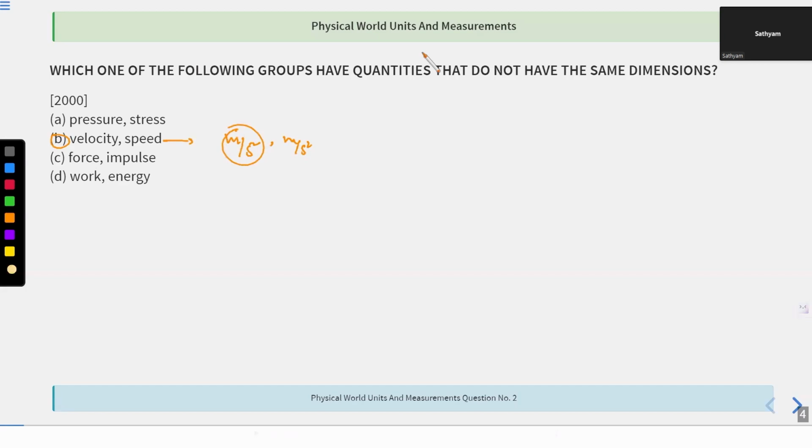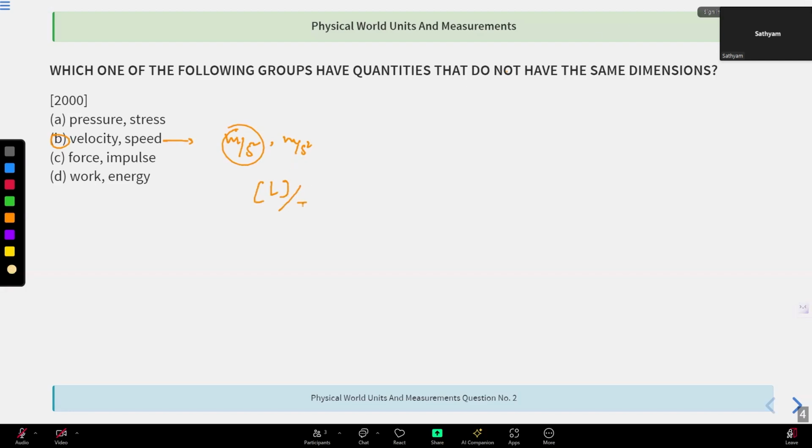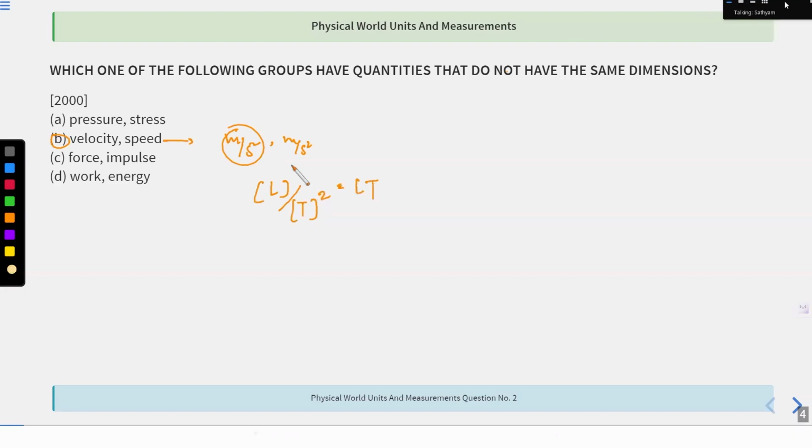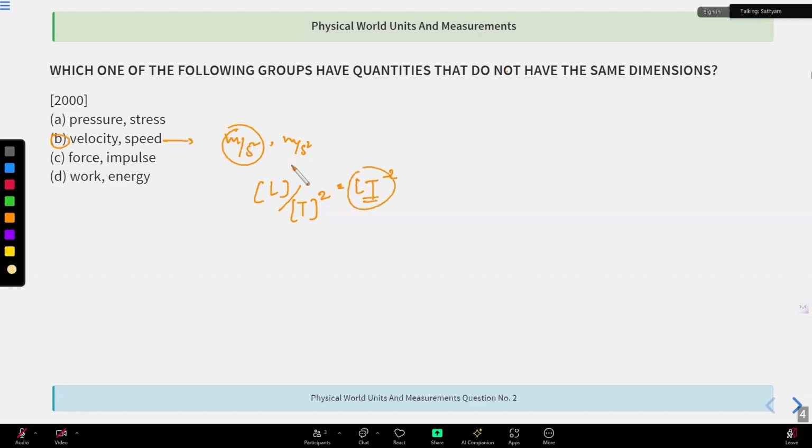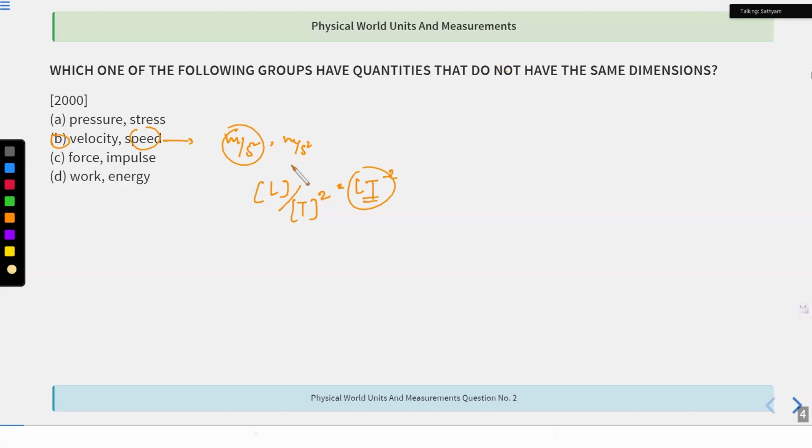Meter, what is the dimensionality of meter? That is length. So length divided by seconds. Seconds is measured in the fundamental quantity, which is time. So this is time square. Now you just bring this up. This is LT^-2. The same thing is for velocity and the same thing is for speed. So no worries.